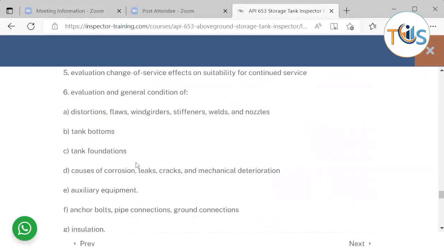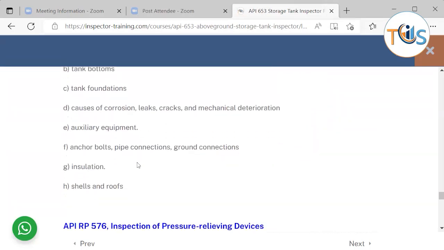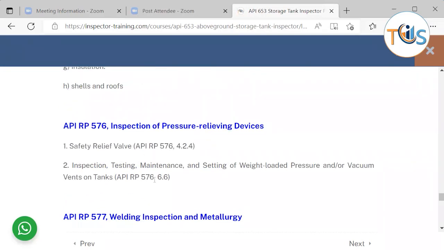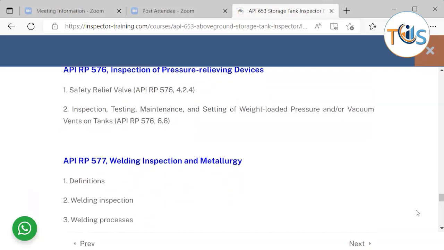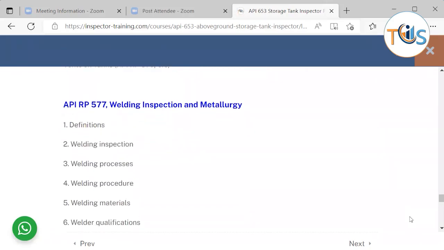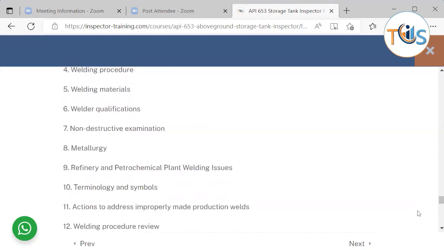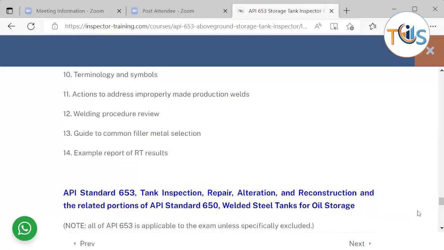And then 575, inspection practice, and 576, safety relief valve, and it's normally section 4 or section 6: inspection, testing, maintenance, weight loaded pressure test, what is a relief valve, what is a safety valve, types of valves like gate, globe, check, ball valves. Welding inspection and metallurgy. You should know about the welding inspection process, procedure, materials, consumables, welder qualification, non-destructive examination, and metallurgy and terminology and all that.